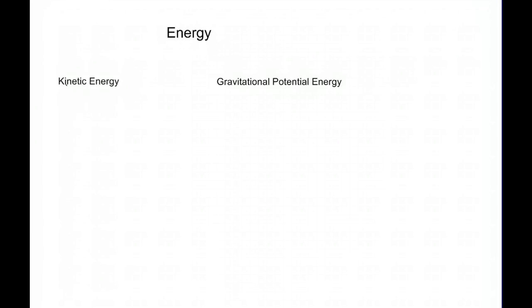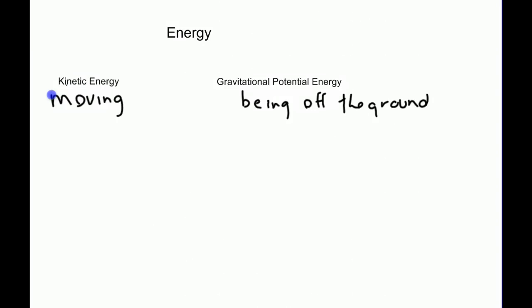So we should remember that kinetic energy is the energy of moving, of motion. The skater had kinetic energy when they were moving down the ramp, but not when they were stationary on the ramp. Gravitational potential energy is the energy of being off the ground, or the energy of height. And so it makes sense that each of these things will depend on these specific objects.